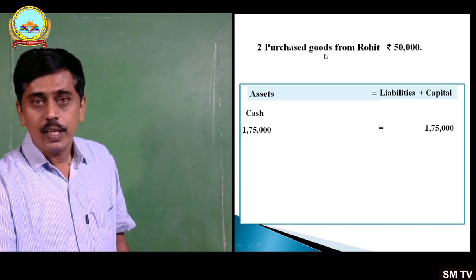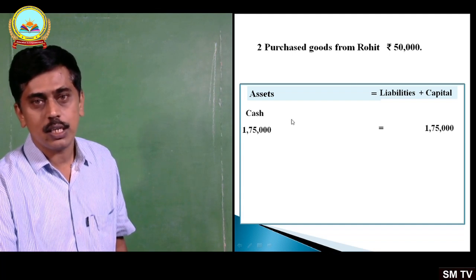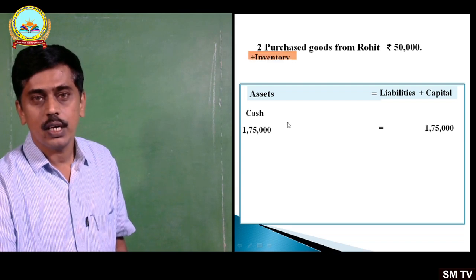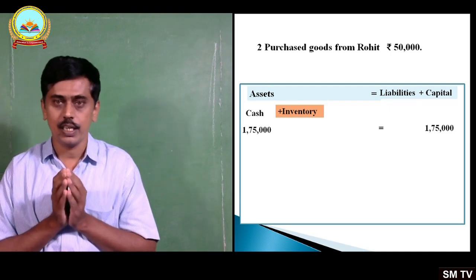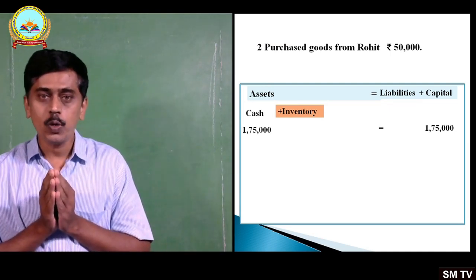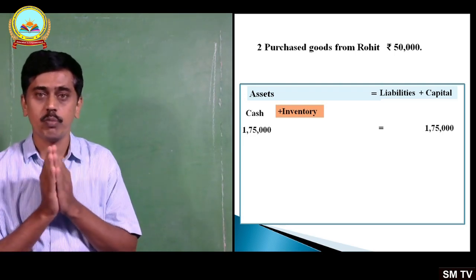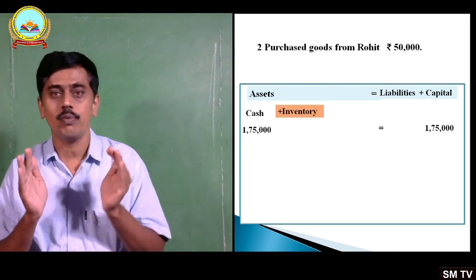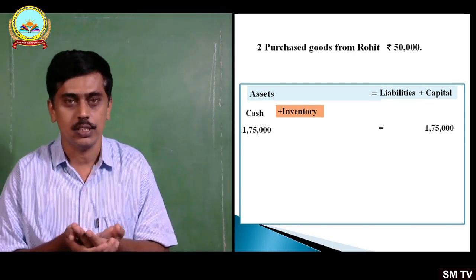What is to be done? Purchased goods from Rohit rupees 50,000 means a new asset comes in. What is that new asset? The new asset is obviously the inventory or goods. What about the other aspect? One aspect is goods. But nothing is mentioned whether it is purchased for cash or on credit.